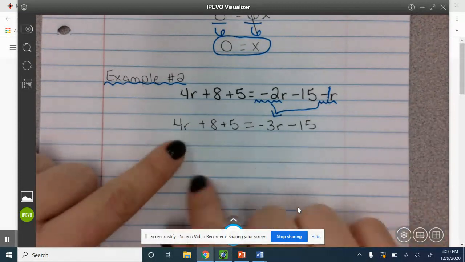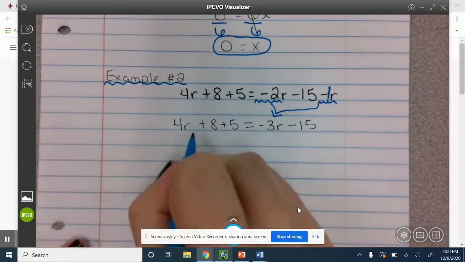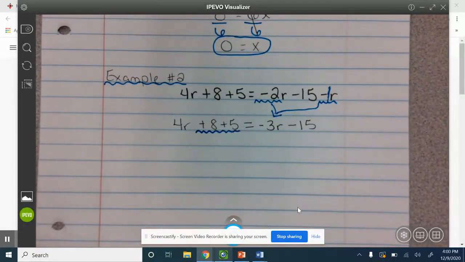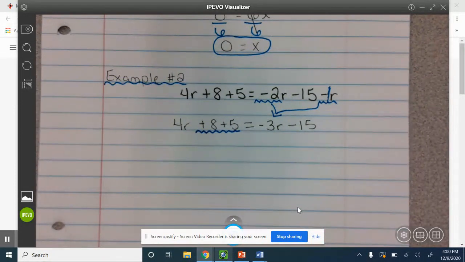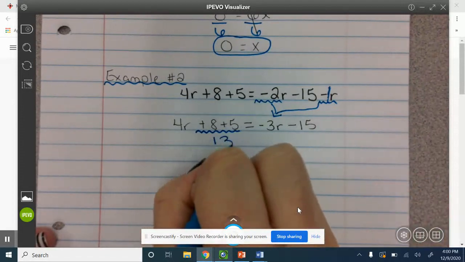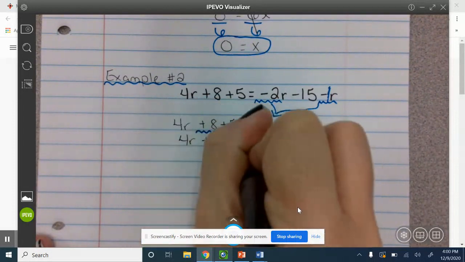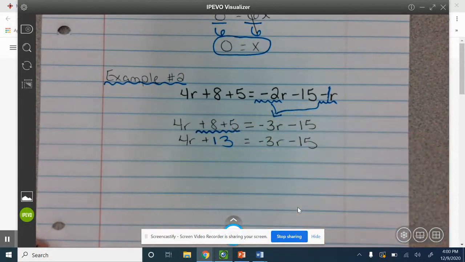Now, I don't want to move things across the equal sign yet because this 8 plus 5 is giving me too many numbers on that other side to have to think about right now. I want to go ahead and put them together. So what is 8 plus 5? It is 13. So when I write everything out, I have 4r plus 13 equals negative 3r minus 15.